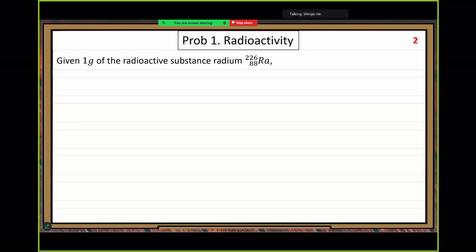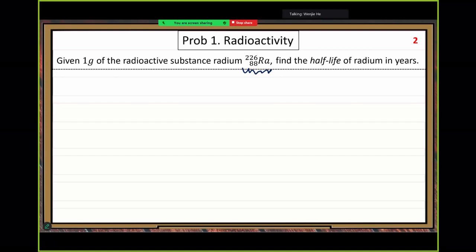Given 1 gram of radioactive substance, radium. Here, you need to know a little bit about this substance. I will talk about that, because the background is important. I will give you that information later. Then, find the half-life of the radium in years.